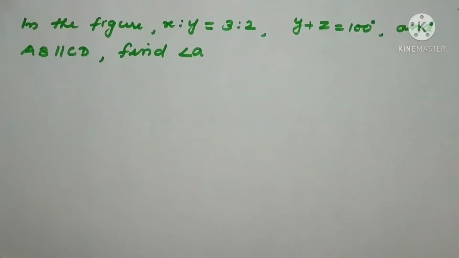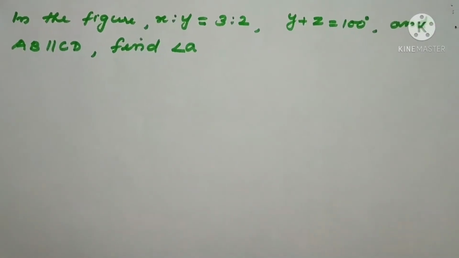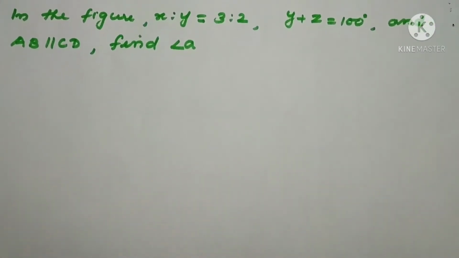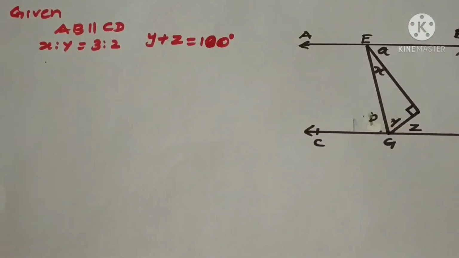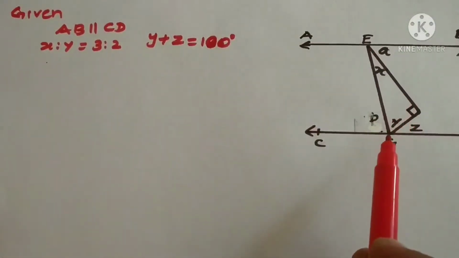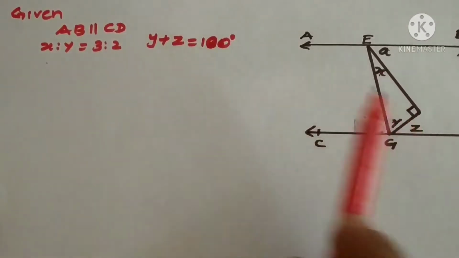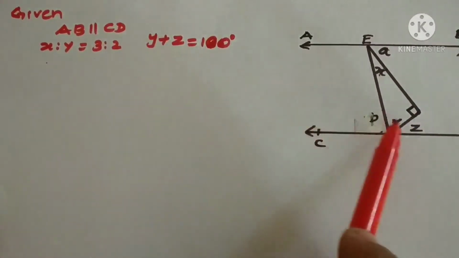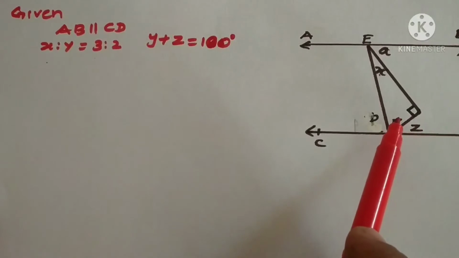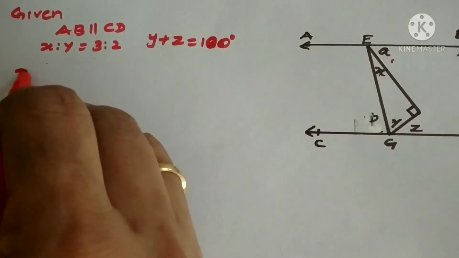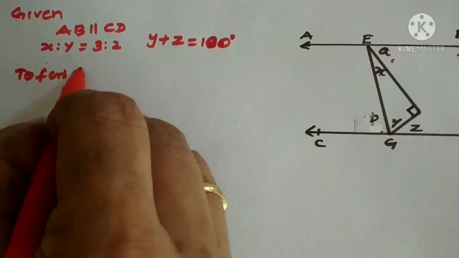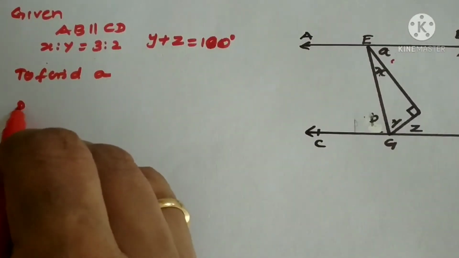Next question: X is to Y equal to 3 is to 2, Y plus Z equals 100, and AB is parallel to CD. Find A. Already given that AB is parallel to CD, X is to Y equal to 3 is to 2, and Y plus Z equals 100. Now we are asked the value of A. So we'll write here, to find A. Now proof.